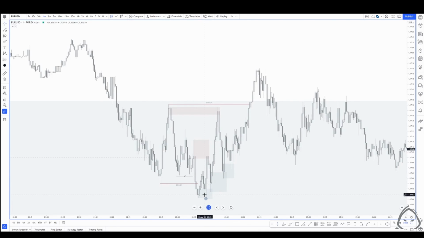So if we didn't take this one, that's okay, because we didn't really have any indication. If we didn't take this one, because again, we didn't have a whole lot of indication, that's okay.